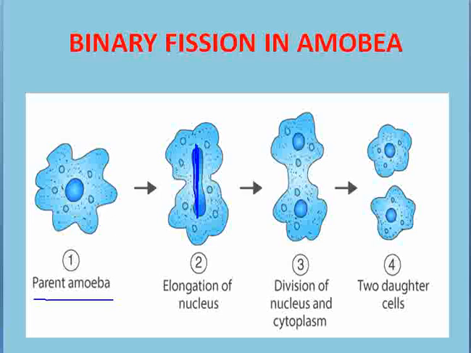Then afterwards the cell starts to constrict in the middle. So here the constriction has started. And at last we get two amoebae, or two daughter cells are produced. So this is the binary fission in amoeba, which is very, very simple to see or observe and to study also. So we call it a simple binary fission.